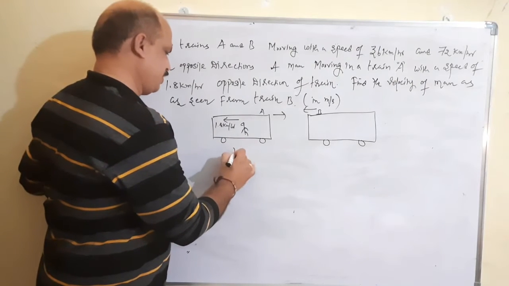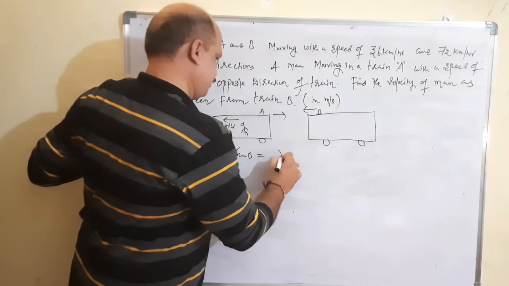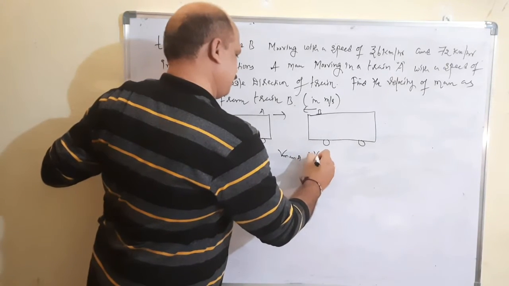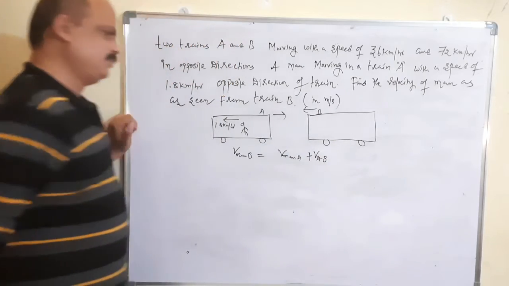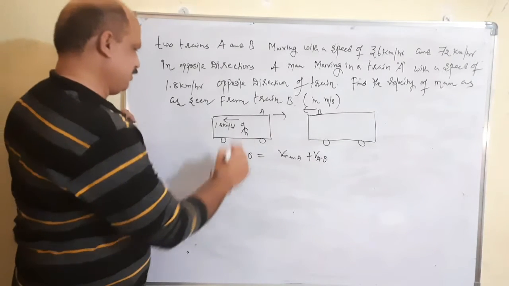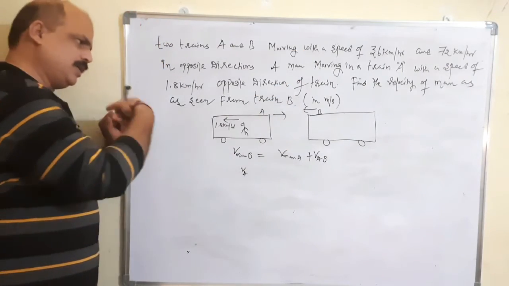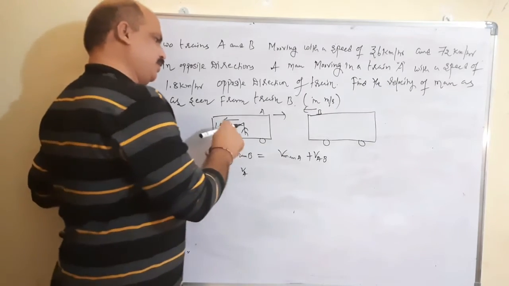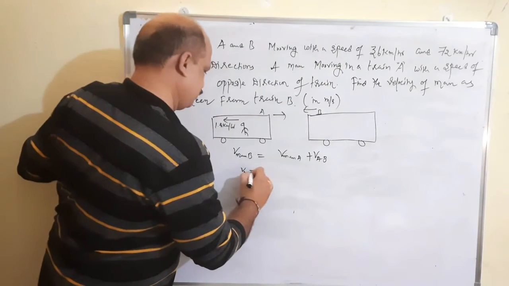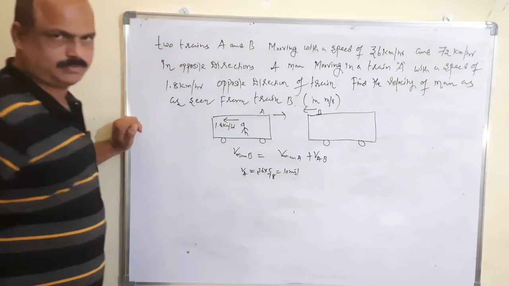So this is a direct question. Velocity of man with respect to B is equal to velocity of man with respect to A plus velocity of A with respect to B. Now, this direction is taken as positive, this direction as negative. Velocity of A: this train is moving along positive x-axis with what speed? 36 km per hour. So 36 into 5 by 18 is equal to 10 meter per second. This is taken as positive.